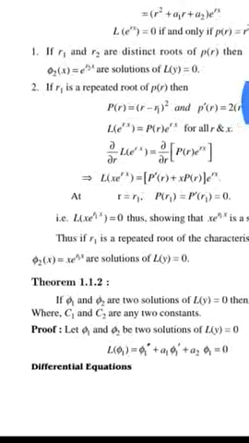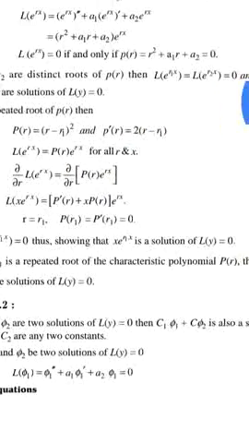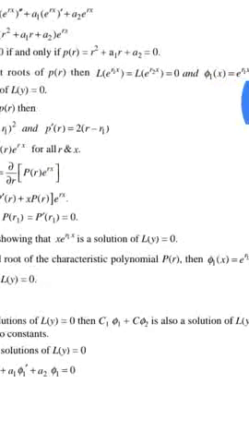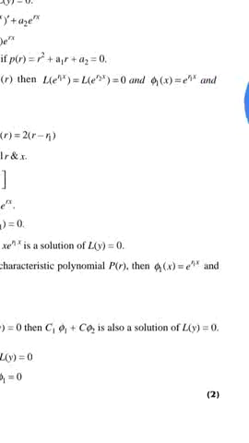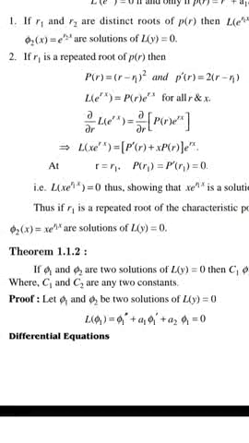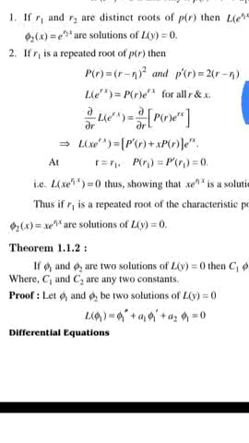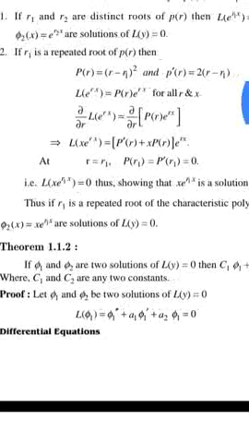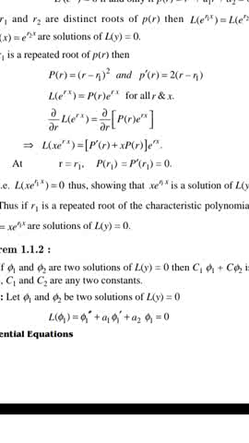If r1 and r2 are distinct roots of p of r, then L of e^(r1 x) is equal to L of e^(r2 x) is equal to 0, and phi1 of x is equal to e^(r1 x) and phi2 of x is equal to e^(r2 x) are solutions of L of y is equal to 0. If r1 is a repeated root of p of r, then p of r is equal to (r minus r1) square and p dash of r is equal to 2 into (r minus r1).